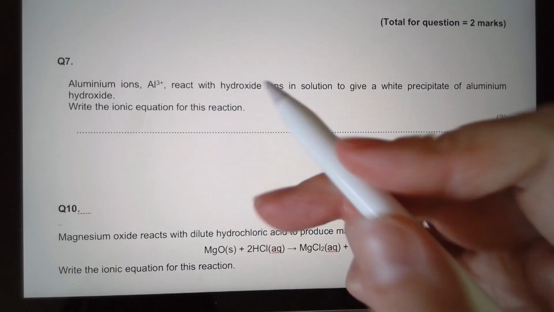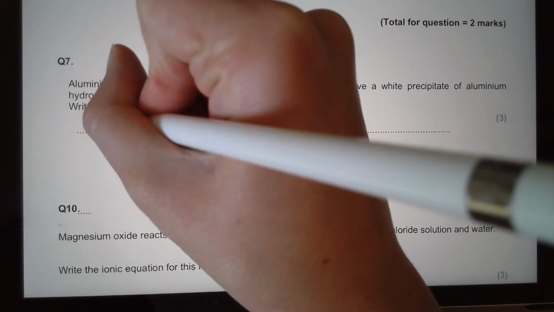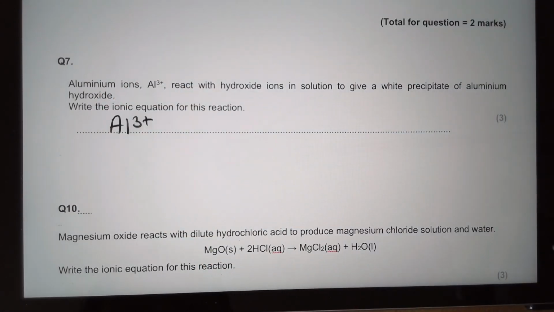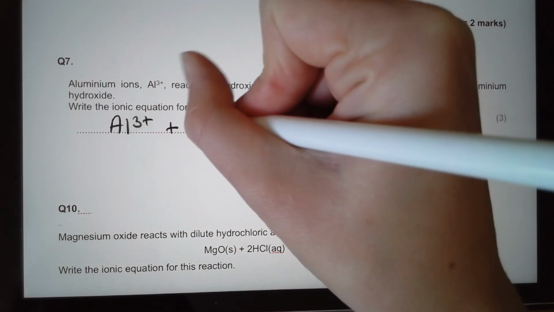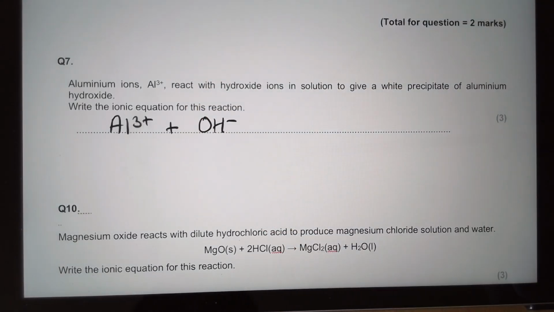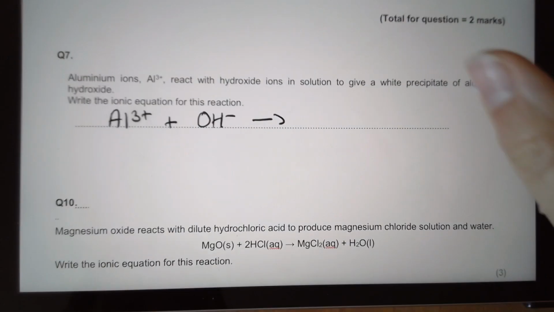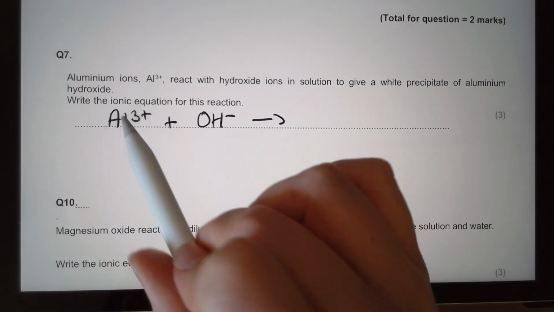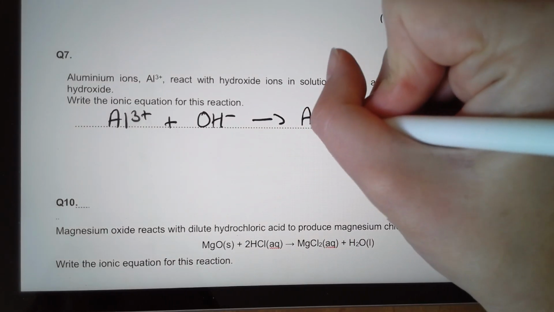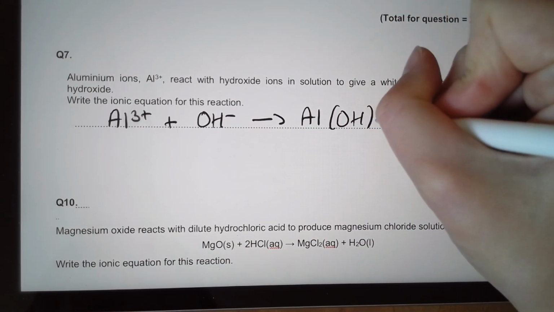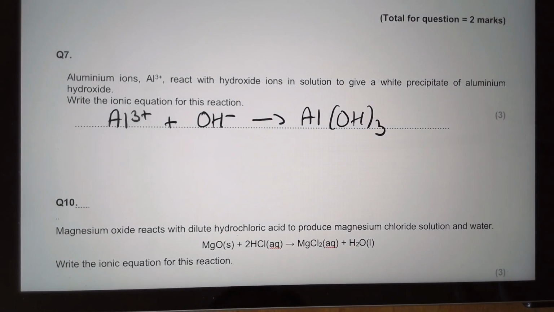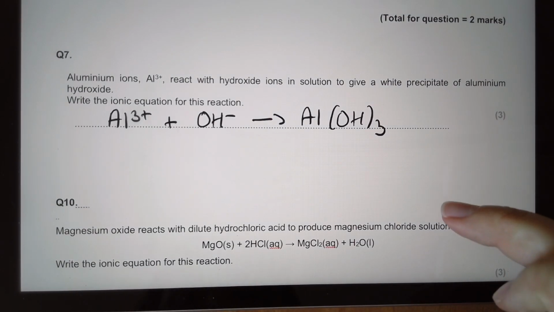The next one, again, they've written for you in words. They're telling you that an aluminium ion, and they're even telling you the charge, 3 plus, reacts with a hydroxide ion. Hydroxide ions, OH minus, to give you aluminium hydroxide. You're just combining these ions. If you've got 3 positives, you're going to need 3 negatives, which means I'm going to need 3 hydroxide ions. And that's going to be your ionic equation.